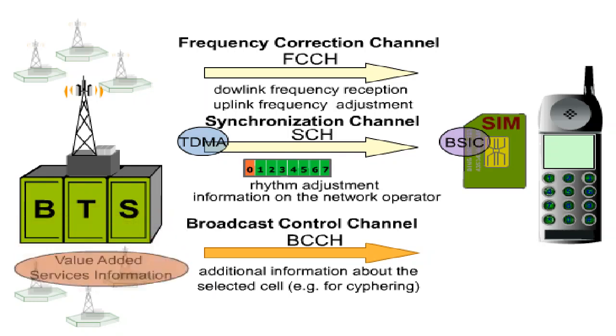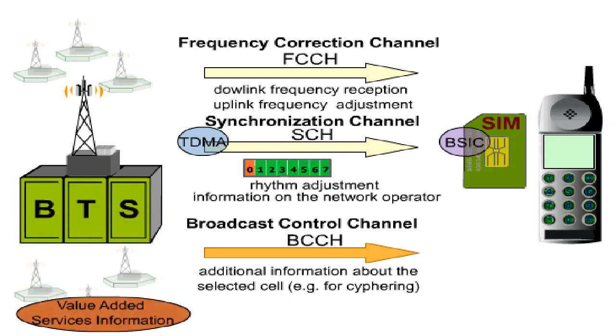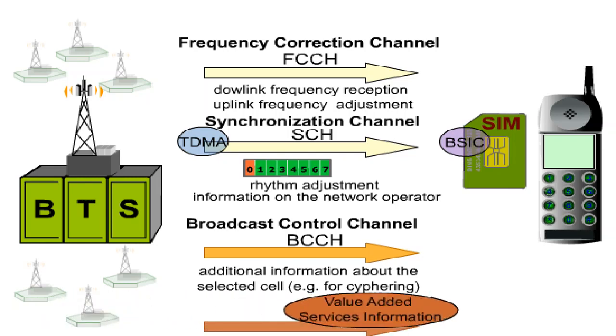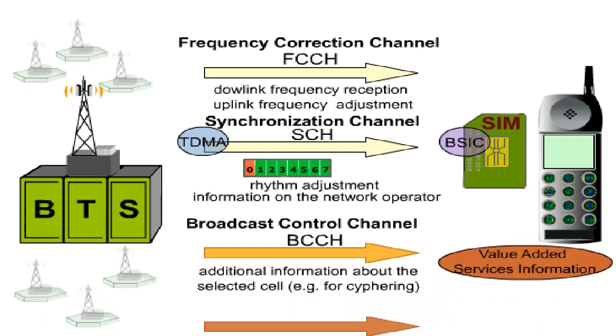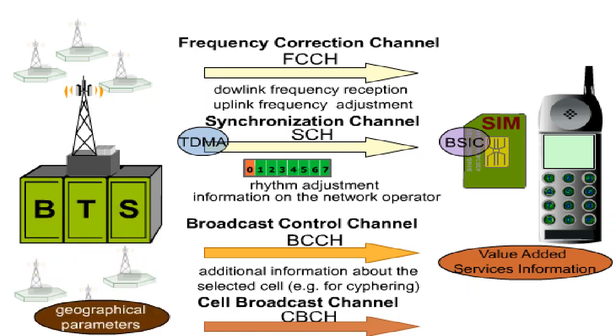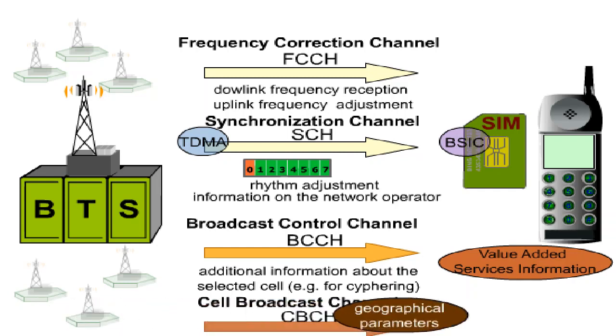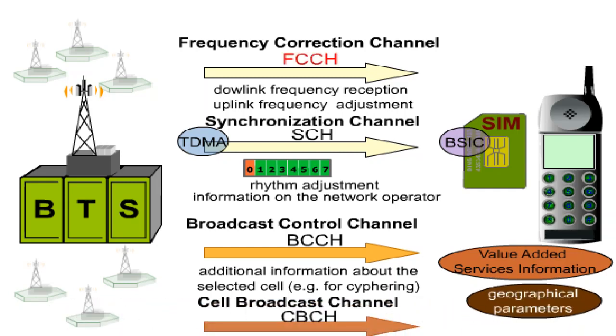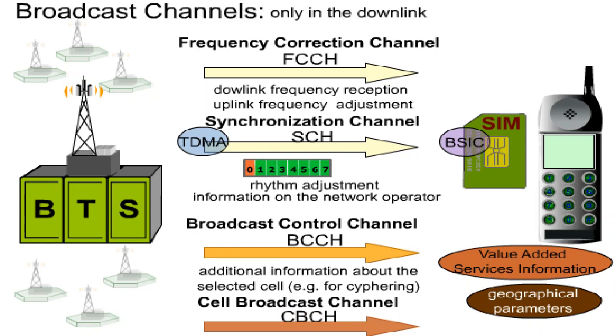For some value-added services, for example, location-dependent services, additional information has to be transmitted from the BTS to the mobile. The cell broadcast channel, CBCH, is used for this purpose to transmit geographical parameters, for example the Gauss-Kruger coordinates of the BTS, to the mobile. The FCCH, SCH, BCCH and CBCH are broadcast channels and exist only in the downlink. They are the first logical channels belonging to the common channels.